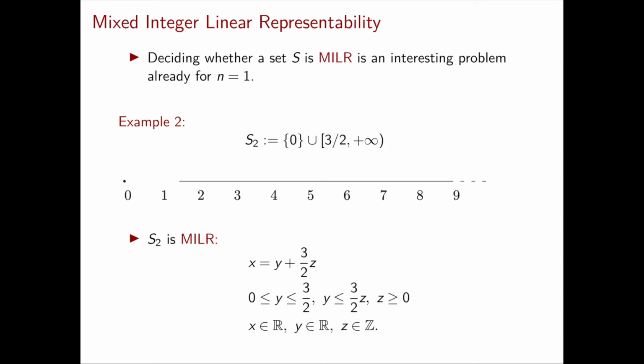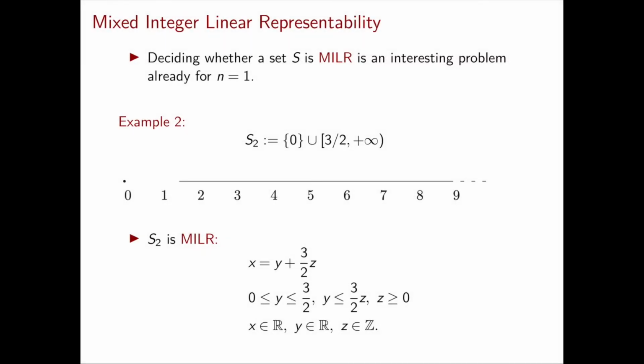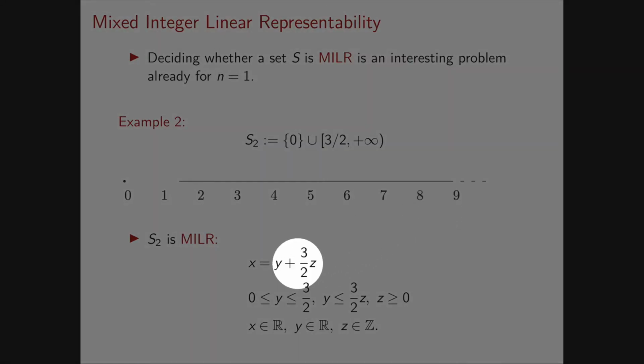Good. So let's see then another example. Here it's very similar. We have again the origin, but now instead of having several segments that repeat, we only have one half line that goes on forever on the right. Good. So this set is also mixed integer linear representable, and we can easily at this point write down such a system that describes this set in an extended space using essentially the same idea as in example 1, but what's the trick? We're going to make the segments longer.